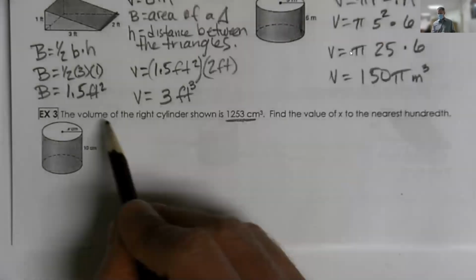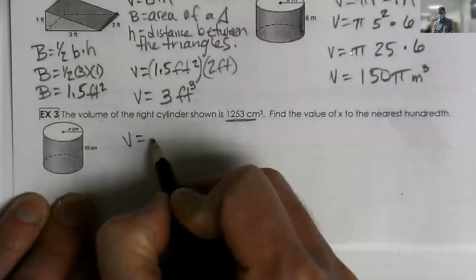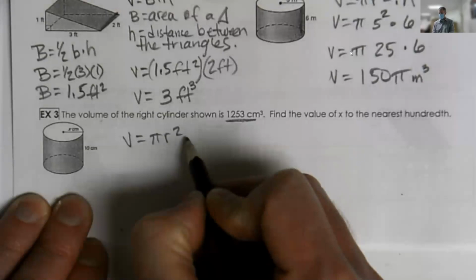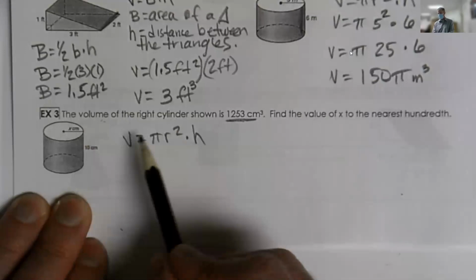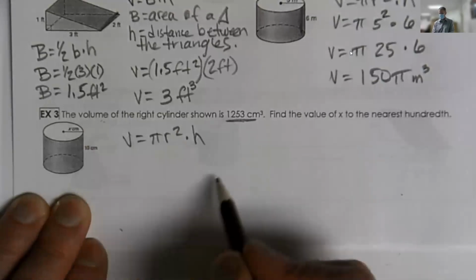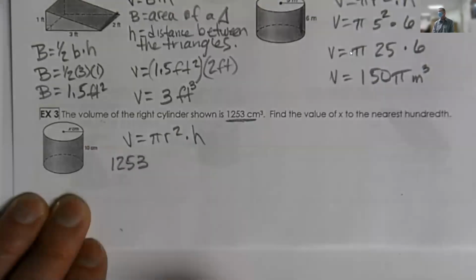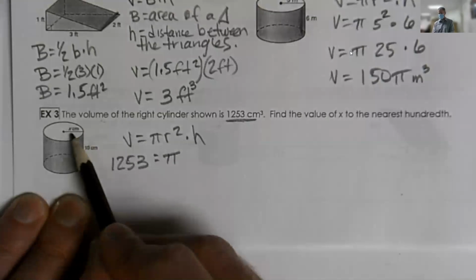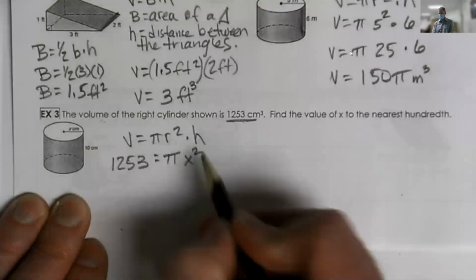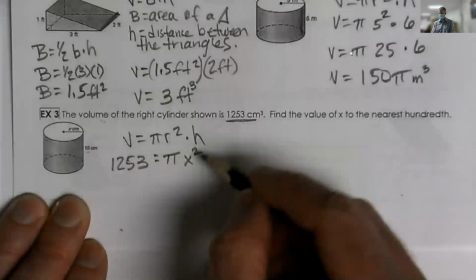Here, they're giving us the volume. So we know that the volume equals pi r squared times the height. The volume of the right cylinder shown is 1,253. So we're going to put the 1,253 in place of the volume. The radius is the x value, and that's what we're trying to calculate. And the height between the bases is the 10.